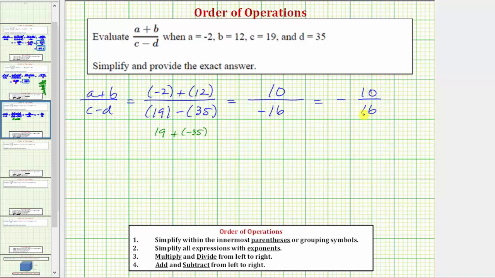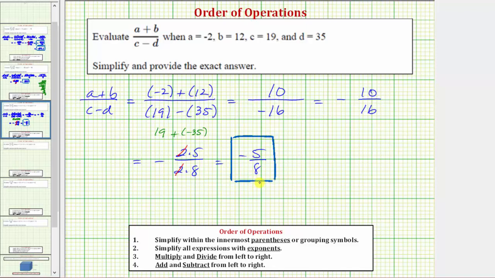But we do need to simplify this fraction as much as possible. The greatest common factor between 10 and 16 is 2. To show this, we can write 10 as 2 times 5 and 16 as 2 times 8. And because 2 divided by 2 is equal to 1, the fraction simplifies to -5/8. In this form, because the only common factor between 5 and 8 is 1, we know the fraction is in simplest form. So the exact value of the given expression when a equals -2, b equals 12, c equals 19, and d equals 35 is -5/8.